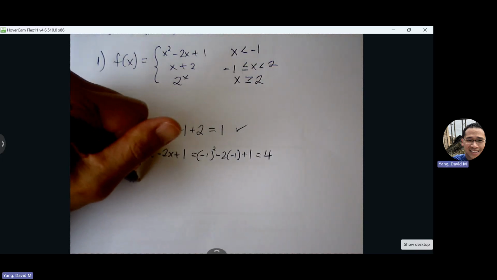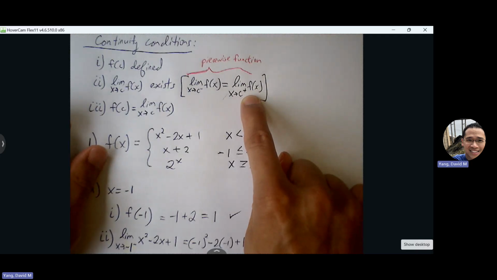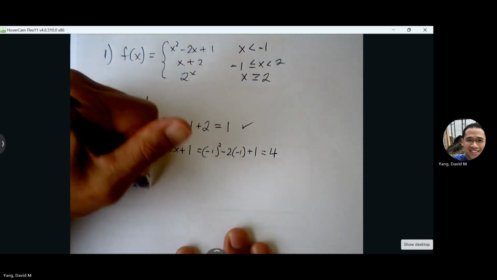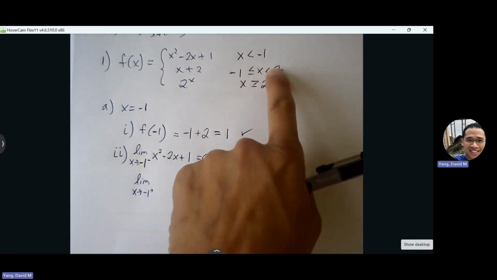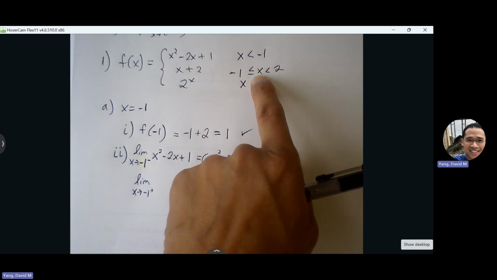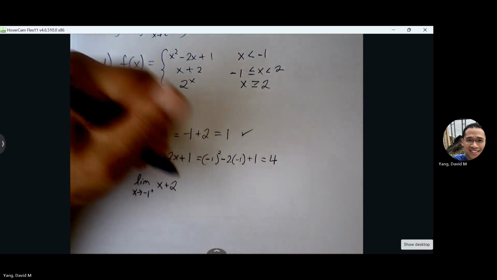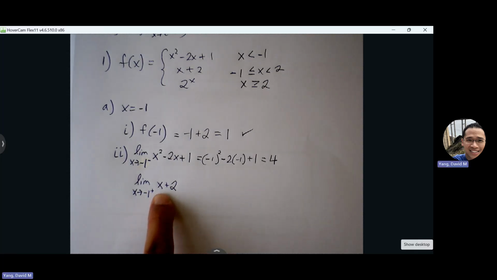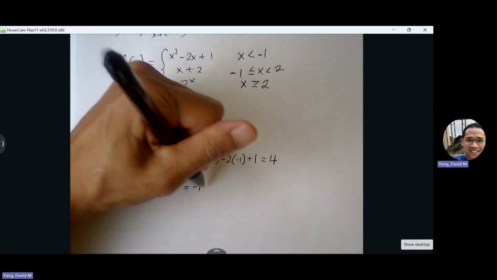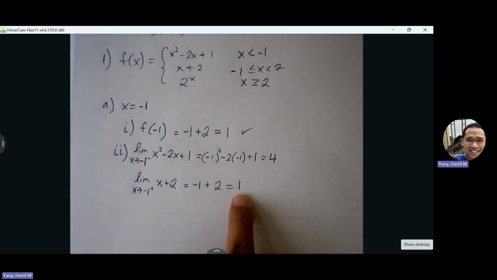Now from the right side of -1, so we're trying to do this piece here. x approaching -1 from the right side of -1. That is referring to the second piece, because this graph is to the right of -1, headed towards -1. That's the x plus 2. So put x plus 2. Plug -1 in for x. I get -1 plus 2, which is 1. So from the right side of -1, the graph is headed towards a y value of 1.